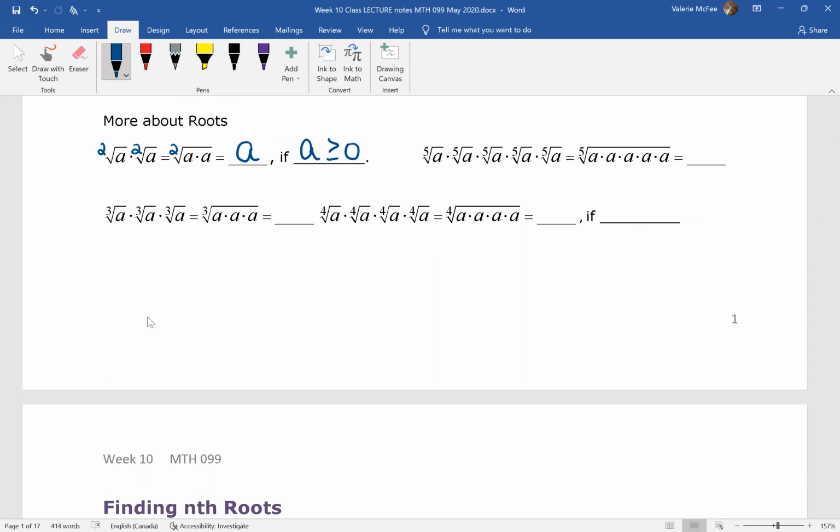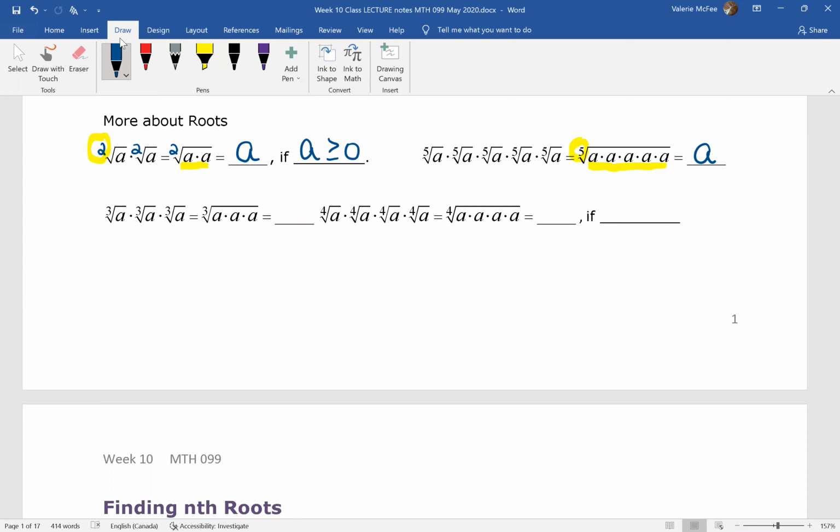Now I want you to notice that the index is 2 and we have 2 a's. Let's look at the next example. The fifth root of a times the fifth root of a, multiplying itself 5 times, equals the fifth root of 5 a's. So the index is 5. We have 5 a's in the radicand. This will equal a.